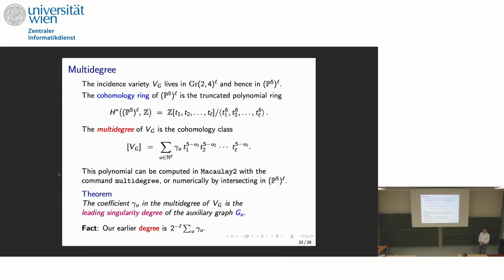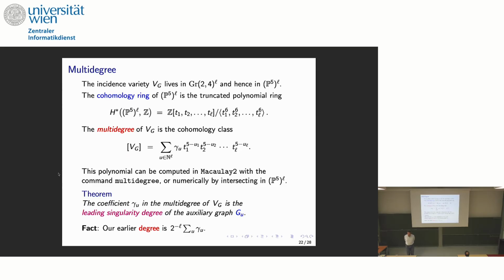It takes a little getting used to, but if you have a subvariety in a product of projective spaces, the degree is not a number. The degree is a cohomology class. It's an element here of the cohomology of the ambient P5 to the L. So that's a polynomial ring in L formal variables, T1 to the S up to TL to the S. Now then, the cohomology class of VG is a homogeneous polynomial in these T's whose degree is the codimension.